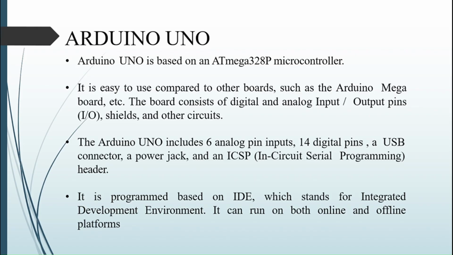First is Arduino UNO. Arduino UNO is based on the ATmega328P microcontroller. It's basically a microcontroller used in many projects, and it is easy to use compared to other boards such as the Arduino Mega. It has six analog input pins and 14 digital pins, a USB connector, a power jack, and an ICSP header, that is, in-circuit serial programming.